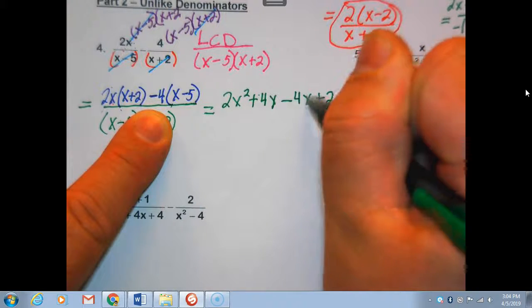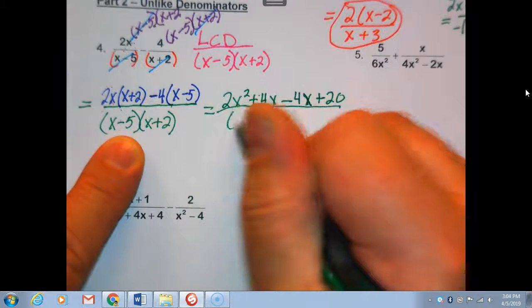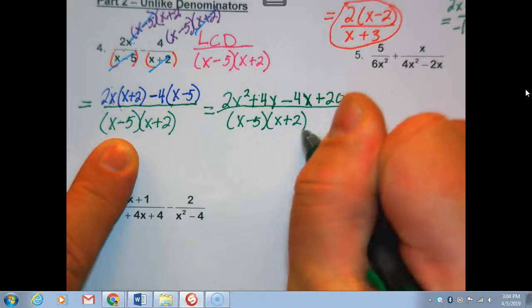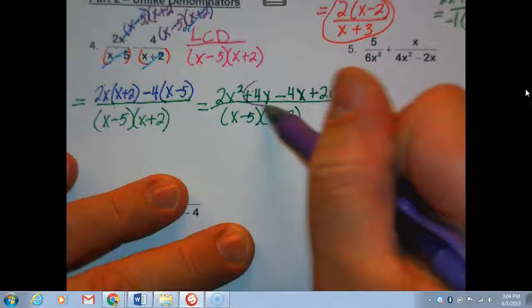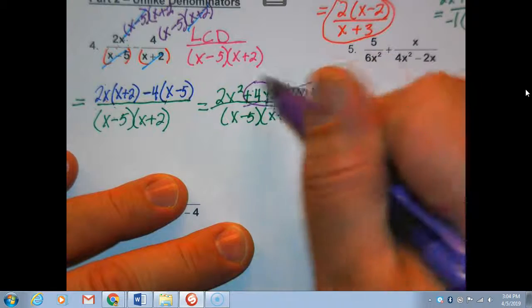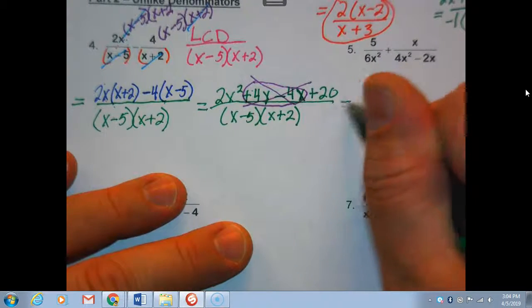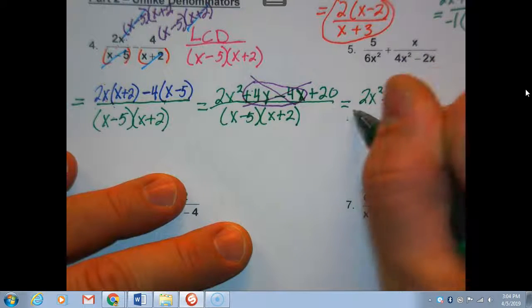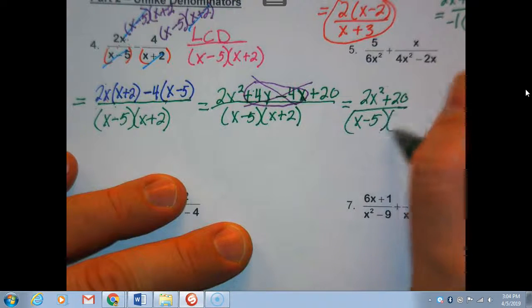Good. All over x minus 5, x plus 2. Combine some like terms. See, these actually do what? They cancel out, right? So I have 2x squared plus 20 over x minus 5, x plus 2.